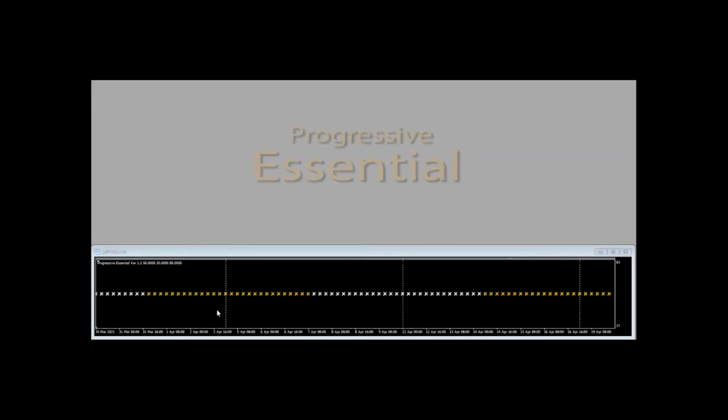Let's get started. This is the progressive essential indicator. This indicator is simple, yet a very powerful indicator computing the strength and direction of the market. It has two basic signals. When the markers turn gold, it signals strength to the upside. When the markers turn white, it signals weakness to the upside and movement to the downside.